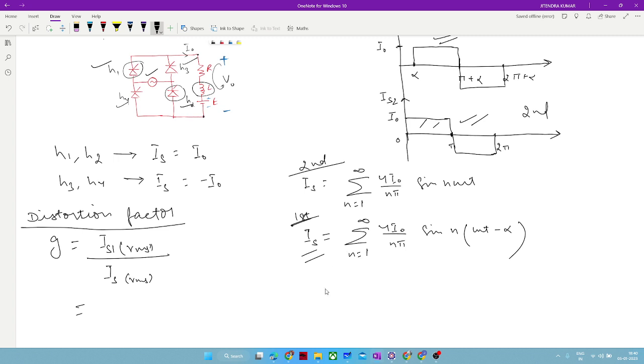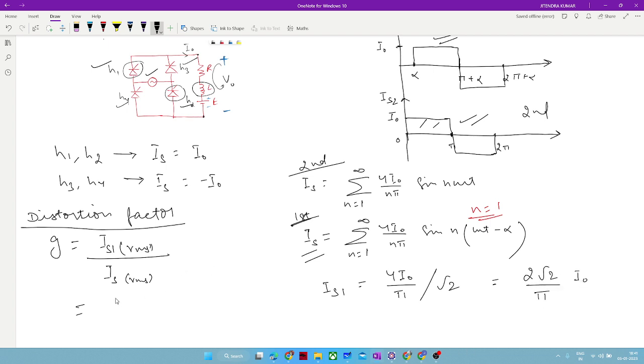So IS1 we can easily compute from this expression. You just need to put the n value of 1 in it, and you are only concerned with magnitudes here, because angles are just for reference from where you are starting. So the magnitude of this IS1 was 4 I naught by pi, and since we are taking the magnitude of the fundamental, which is sinusoidal, its RMS is divided by root 2. You have 2 root 2 by pi I naught.